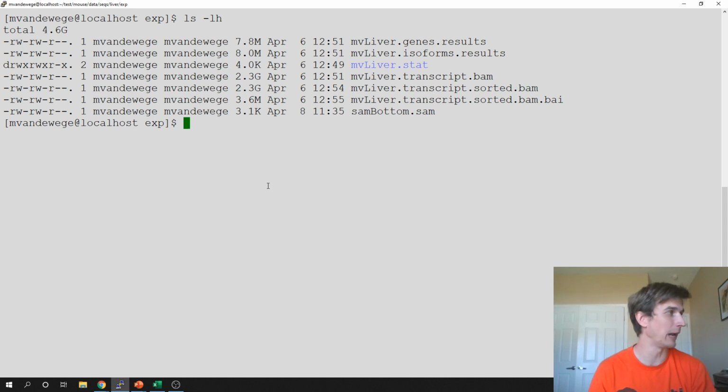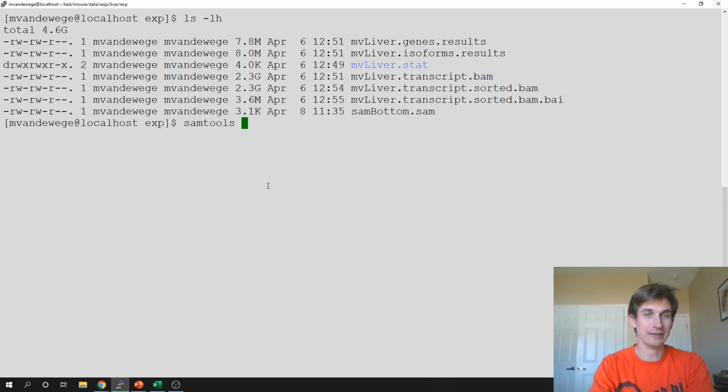And what these SAM and BAM files are, these are alignment files. These are the files that describe which read map to which gene, and things associated with that. So we can't zcat a BAM file. We can't cat a BAM file. It's in this binary, and this binary can only be read and interpreted and opened with a program called SAMtools.